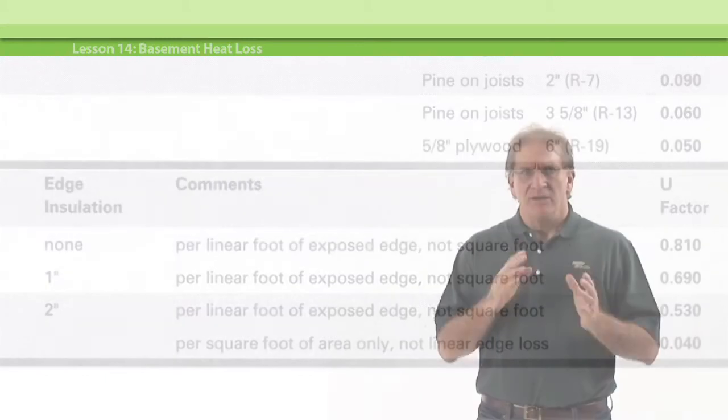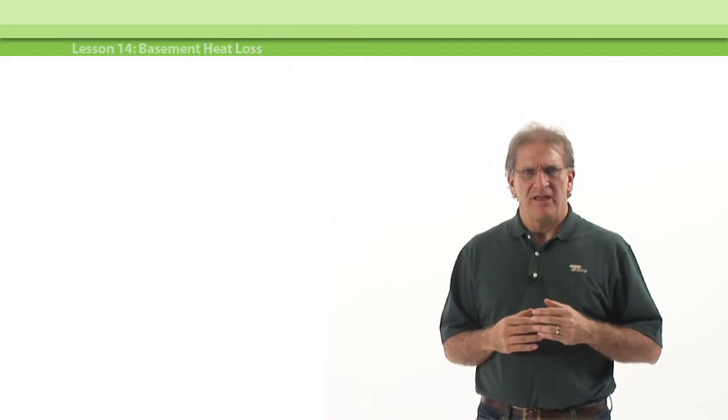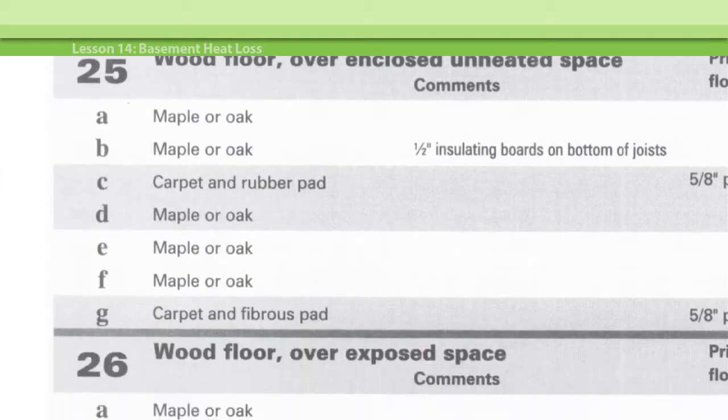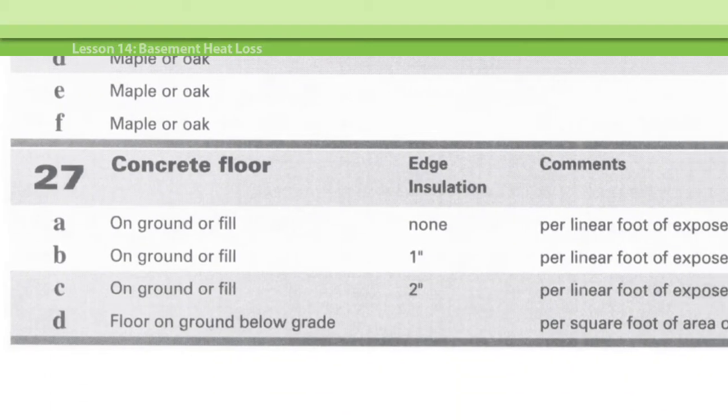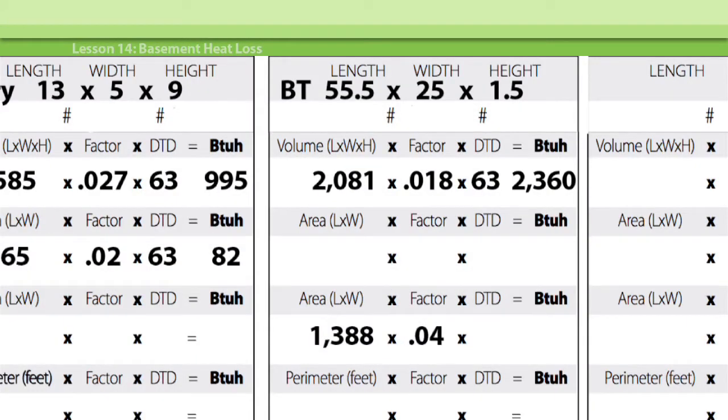But our basement slab is below grade, so we only have to figure the downward heat loss. For that, we simply use the area of the floor, 55.5 times 25. That's 1,388 square feet. Next, we go to Table 3, Section 27, and this time we're going to look at line D to find the U value, and we find that it's 0.04. To calculate the heat loss, we'll multiply the area of 1,388 times the U value of 0.04 times the DTD of 63, and that'll give us a basement floor loss of 3,498 BTUs per hour.